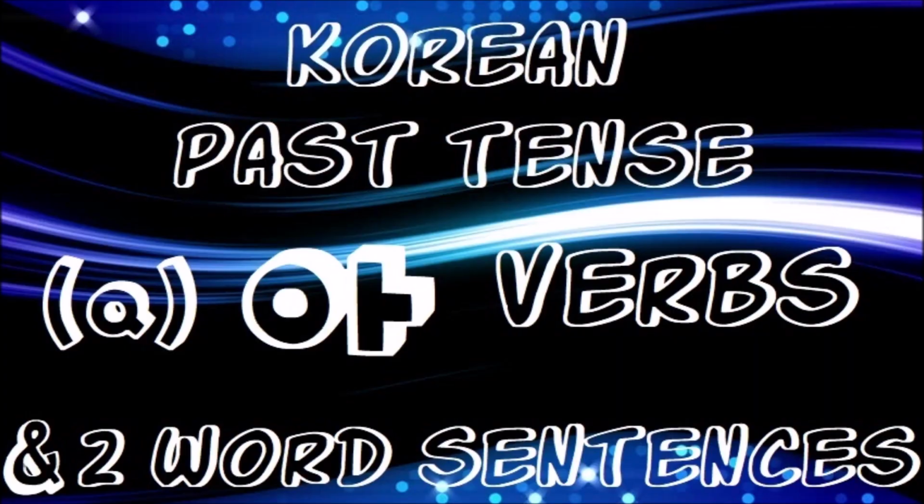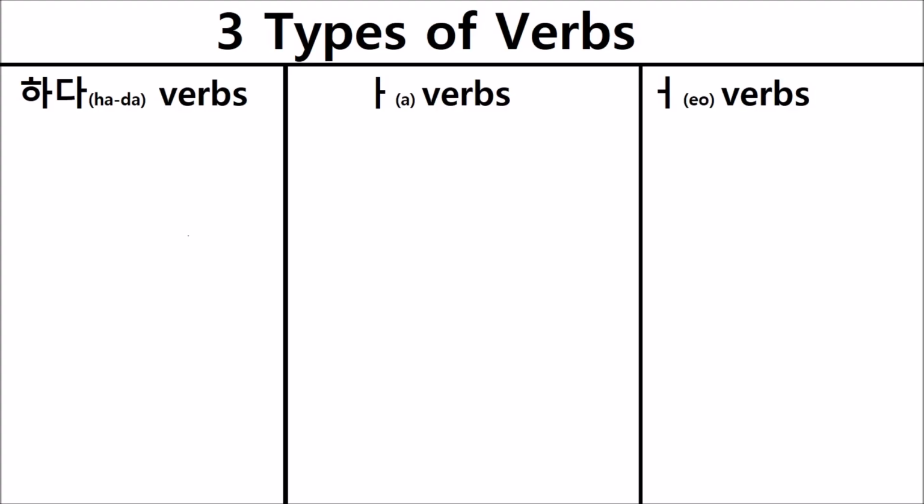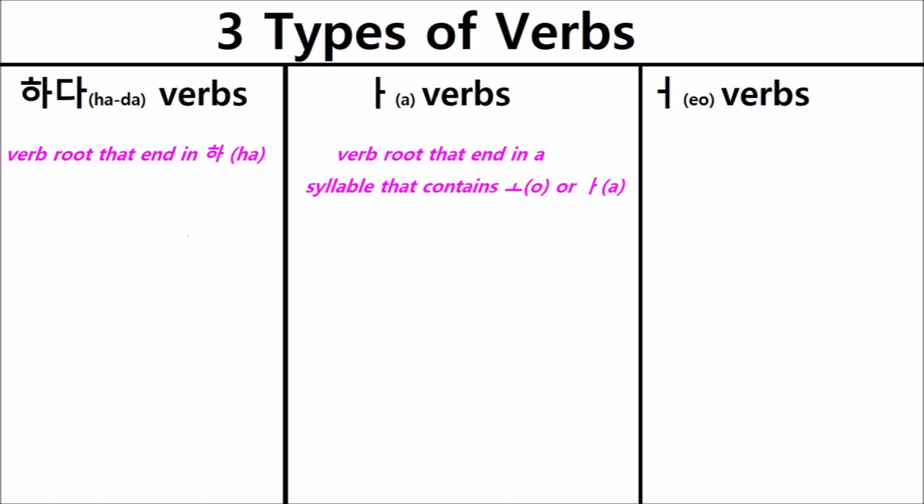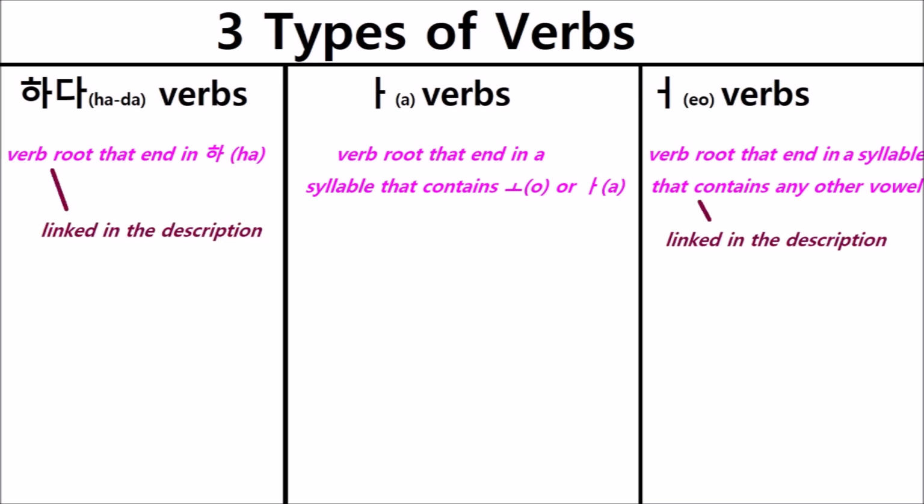This is a video on how to conjugate Korean 아 verbs into the past tense. There are three types of verbs in Korean: 하 verbs, which have a verb root that ends in 하; 아 verbs, which have a verb root that ends in a syllable that contains either o or a; and 어 verbs, whose verb roots end in a syllable that contains any vowel except for o or a. You will find videos for the other two types of verbs in the description.